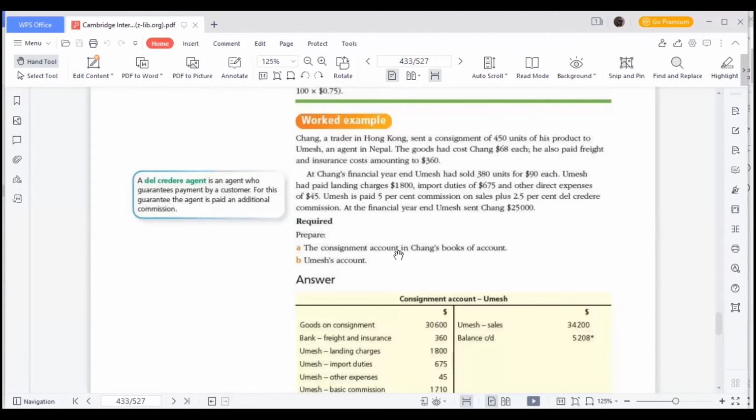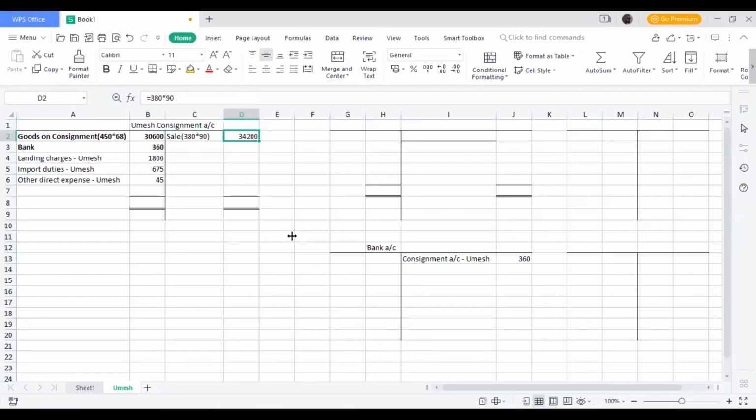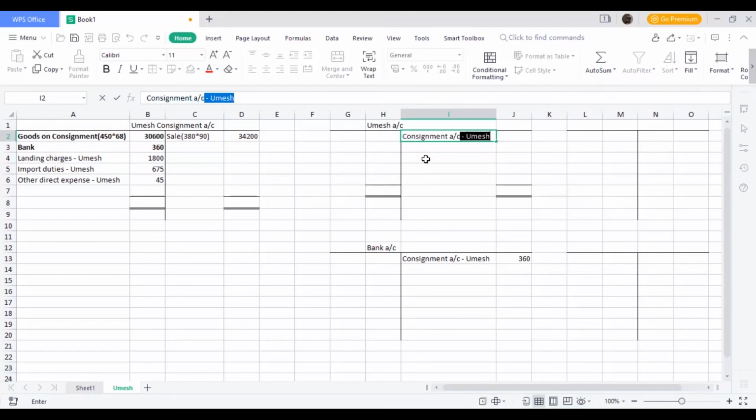So how do we find the commission of this person? They are given 5% commission on sales plus 2.5% on del credit commission. So I'm going to calculate his commission. If you are doing it the other way, for Umesh account you can also directly take these values, because you can see here it says that Umesh had landing charges, import duties, and other direct expenses. So you can write these values here if you want, so it's easy for you to calculate. Right here, consignment account, landing charges.